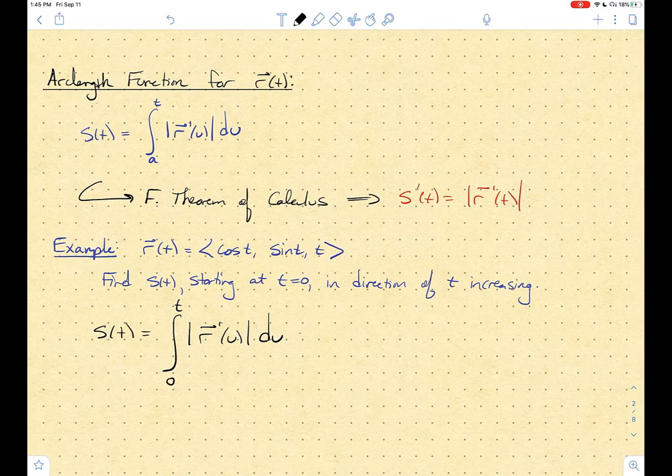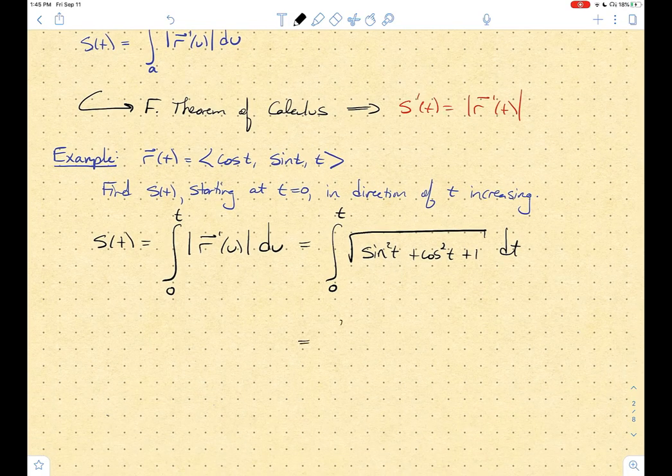And so I say, well, this is the integral from 0 to t of the length of, well, actually, I'm taking the length, so let's do it. Square root of, cosine is minus sine, squared is sine squared t, derivative of sine is cosine, so cosine squared t plus 1 dt. And wow, like last time, this works out to just the integral from 0 to t of root 2 dt, so we're going to get root 2 t.